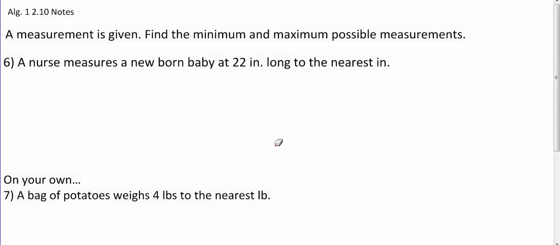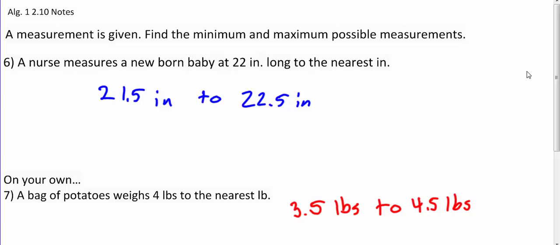So if we're just measuring to the nearest inch, which is what we're doing here, we could be anywhere from 21.5 inches all the way up to 22.5 inches. From 21.5 to 22.5, anywhere in between those two values, the closest inch would be 22. So we say the minimum is 21.5, the max is 22.5. All right, again, pause the video and do number 7 on your own.